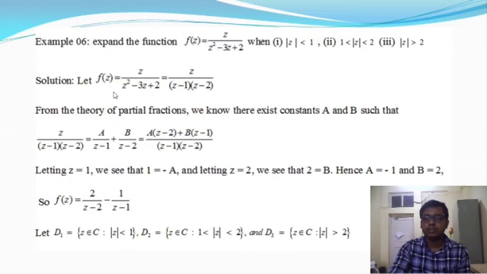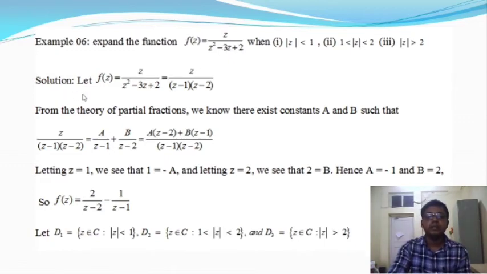So there are three regions. The first region is |z| < 1, that is, inside the circle whose center is at the point 0. In the second case, the center is at the point 0 and the radii are r1 and r2. So these two circles are concentric circles, and we are going to find the series in the annular region bounded by C1 and C2. And in the third case, we are going to find the Laurent series in the region outside the circle |z| = 2.